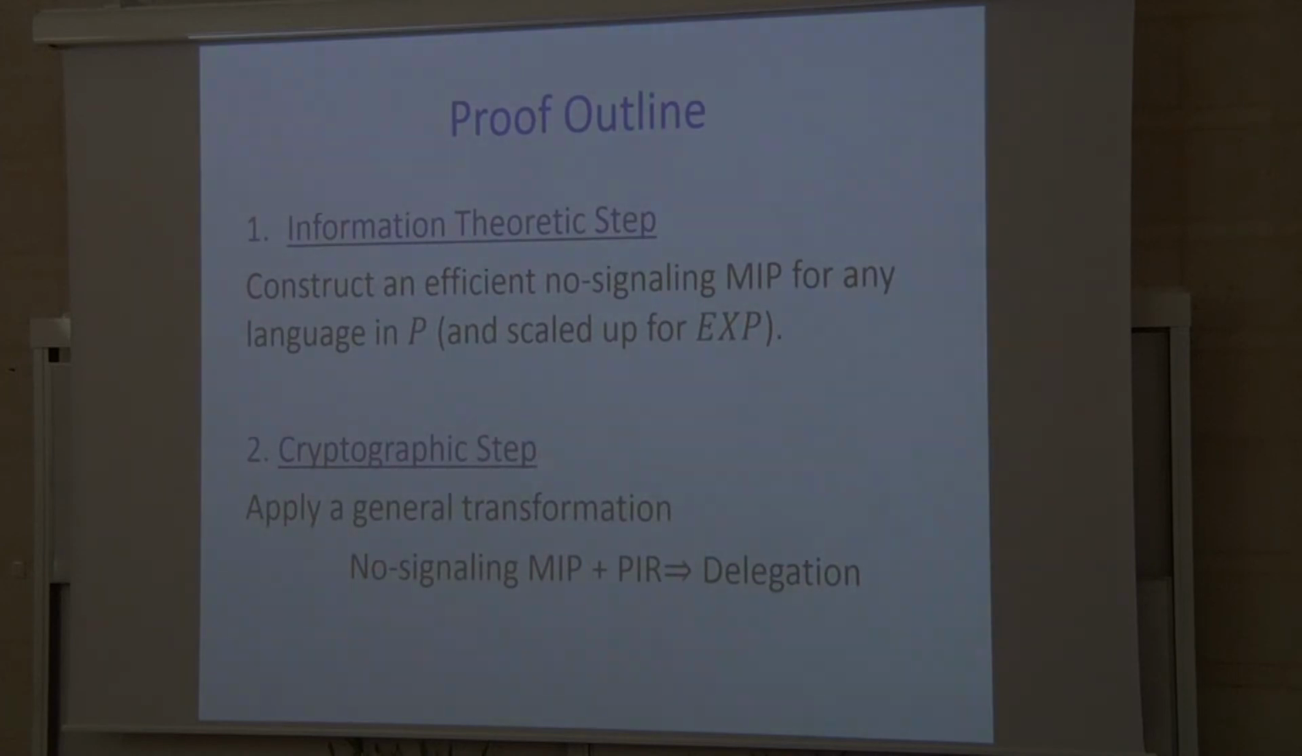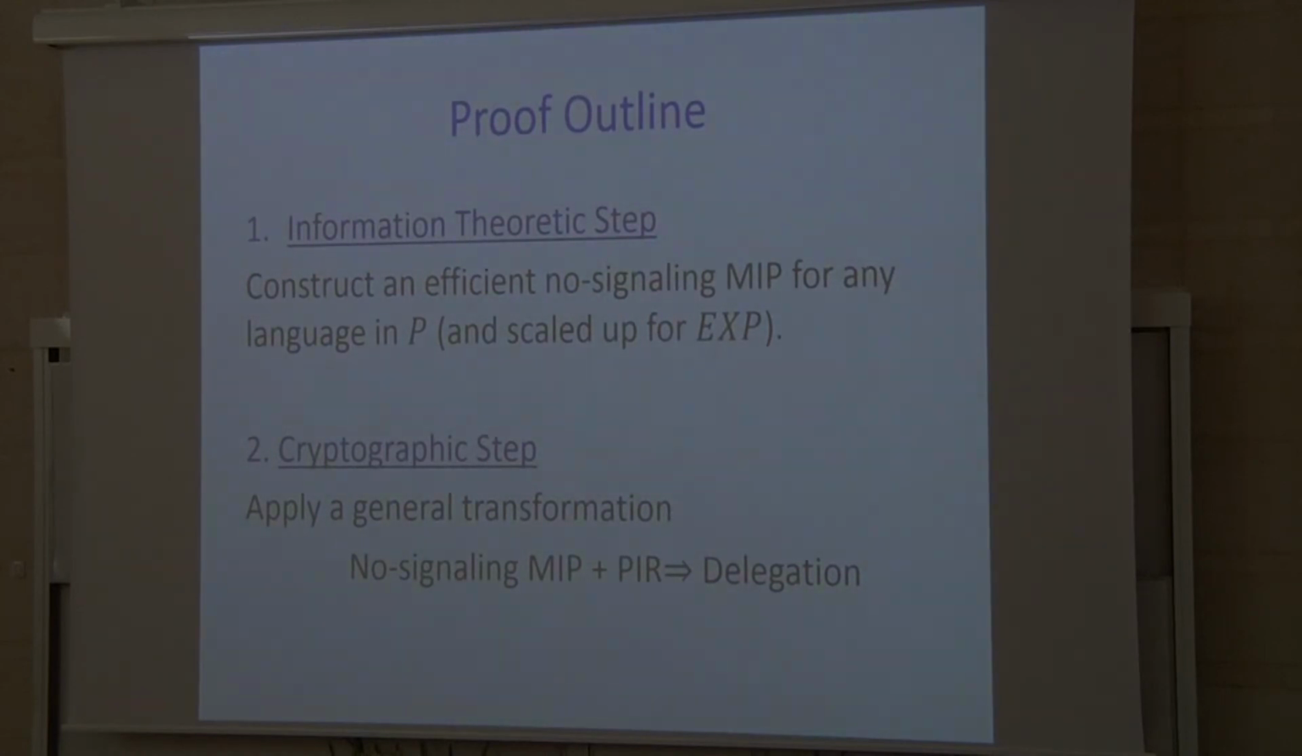Okay, so as I hinted so far, our proof has two main steps. The first one is completely information theoretic. We construct an efficient no-signaling MIP protocol for every language in P, or the scale-up version for any language in EXP. And that's completely information theoretic. There are no cryptographic assumptions here.